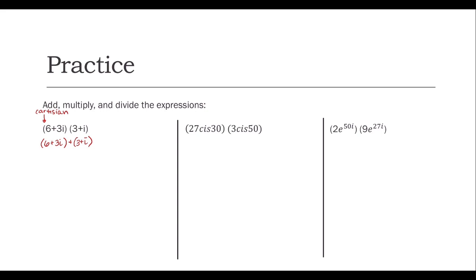So we'll add by adding the real part and then the imaginary part. So our real part, we have 6 plus 3, so we get 9. And then our imaginary part, we have 3i plus i, so we have plus 4i.